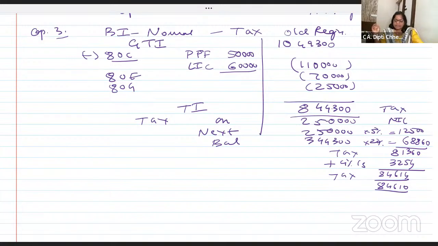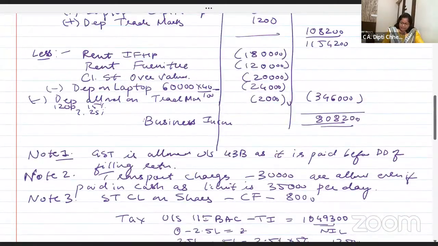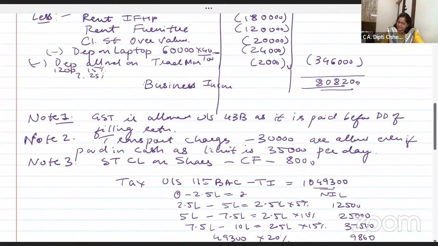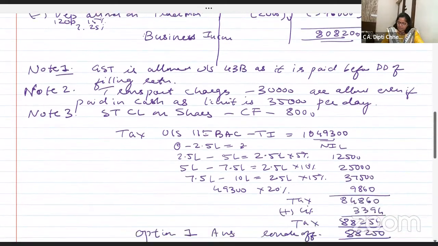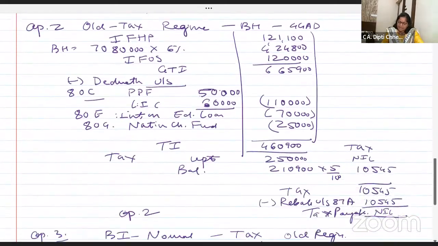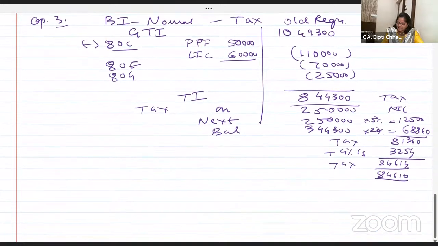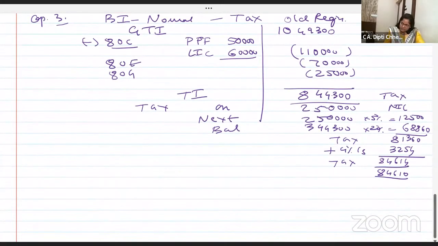चले आगे. Yeah, I took 25 minutes to complete the problem. In between, that camera disturbance was there, but still we took 25 minutes with all explanation. Notes, these three you have to write. GST is allowed, transport is allowed, and short-term capital loss cannot be carried forward, and done. Done. So this is option 3.